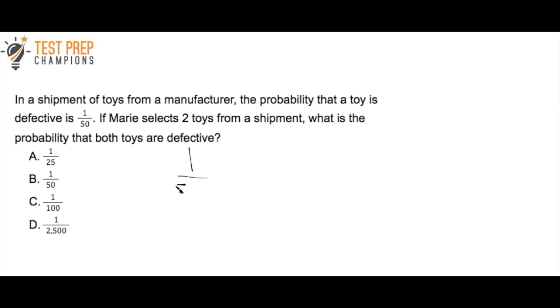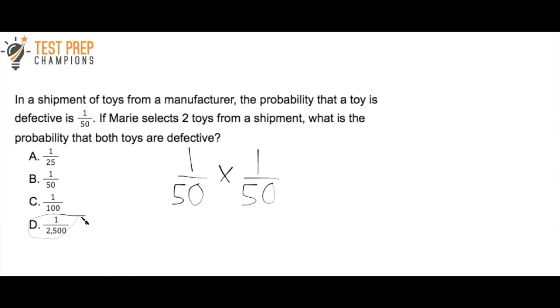Okay, so in this question here, what we have to know is that the probability of one toy being defective is told to us that it's 1 over 50. And so for 2 toys now, all we would have to do is multiply 1 over 50 times 1 over 50, right? Since the probability of one toy being defective is 1 over 50, we need to figure it out for 2 toys, so we just multiply the probabilities together, and the answer is D.